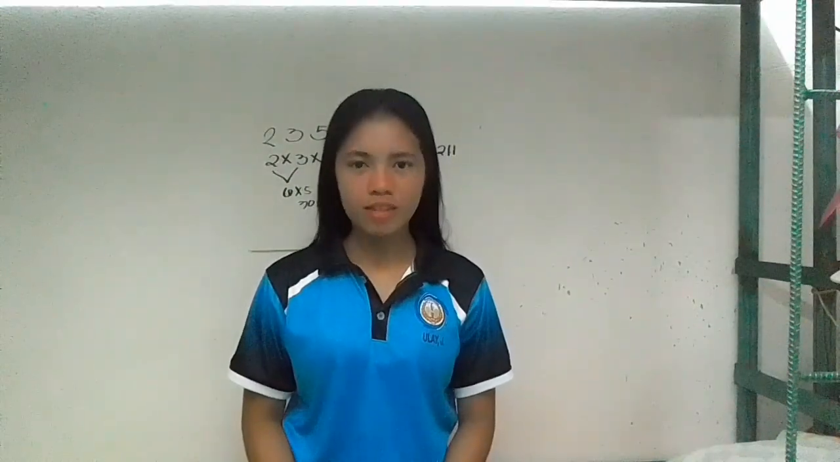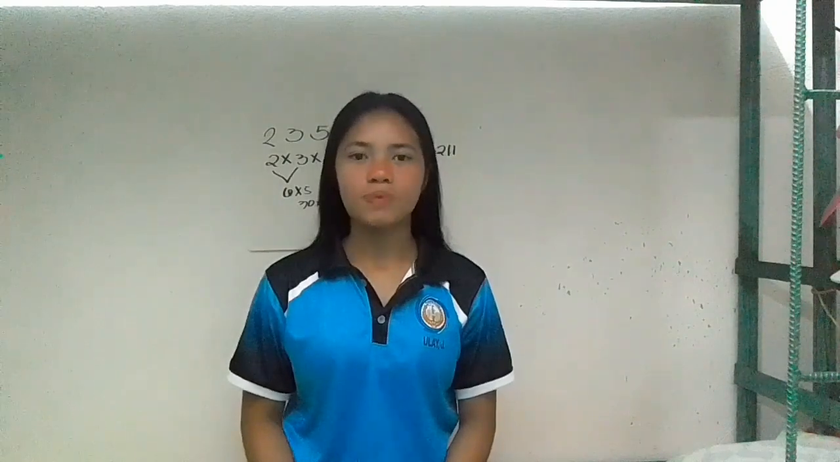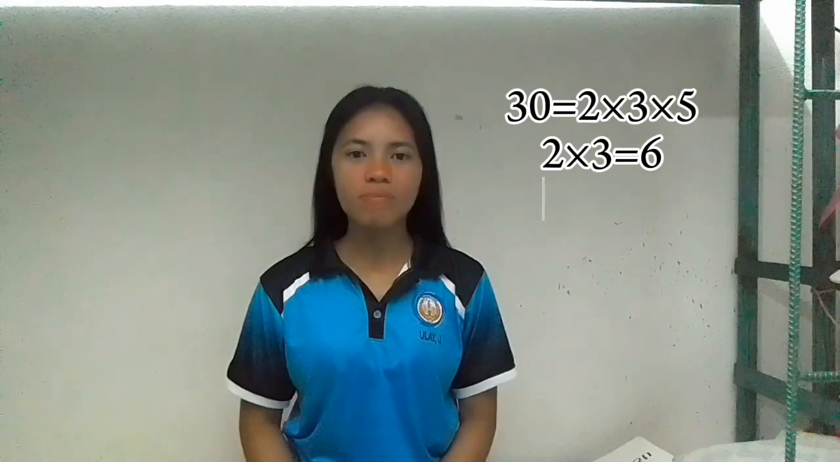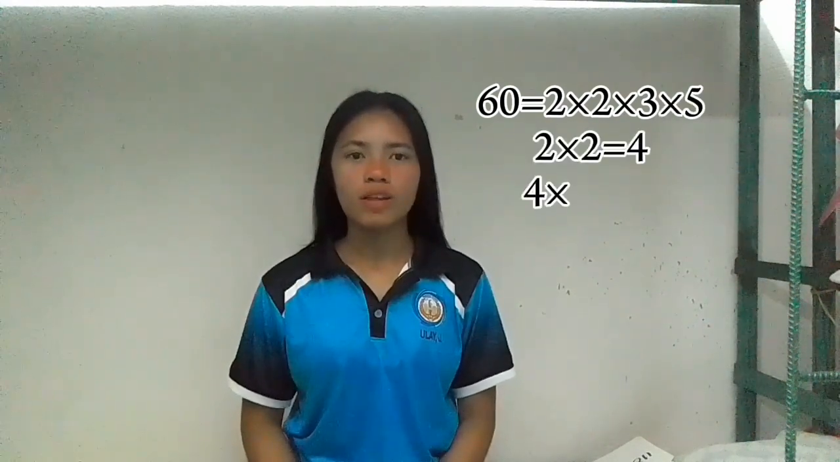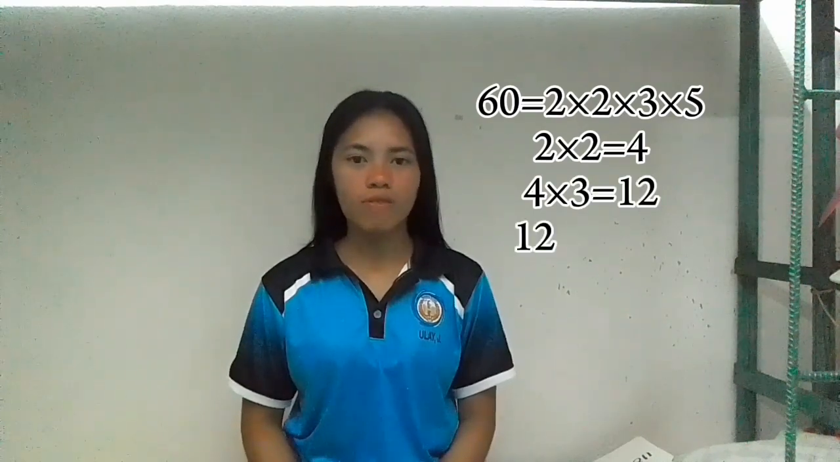And now, let's proceed to the fundamental theorem of arithmetic. This theorem states that every number greater than 1 can be written as a product of prime numbers in only one way. For example, 30 is equal to 2 times 3 times 5, since 2 times 3 equals 6 and 6 times 5 is equal to 30. Another example is 60, since 60 is equal to 2 times 2 times 3 times 5. Since 2 times 2 equals 4, 4 times 3 equals 12, and 12 times 5 is equal to 60. No matter how you factorize, the prime numbers will always be the same.